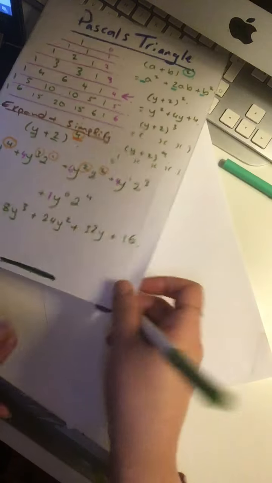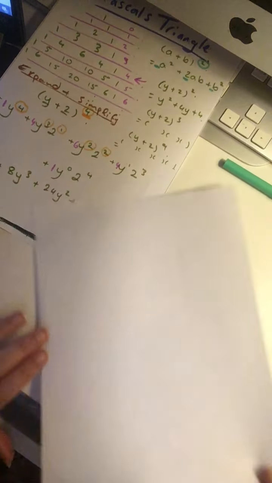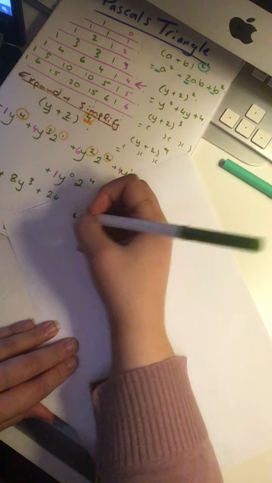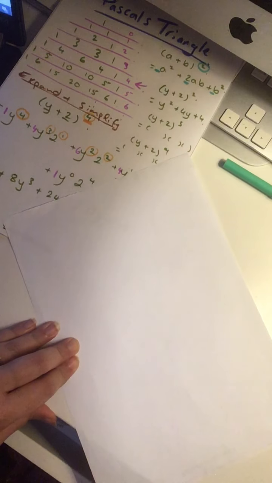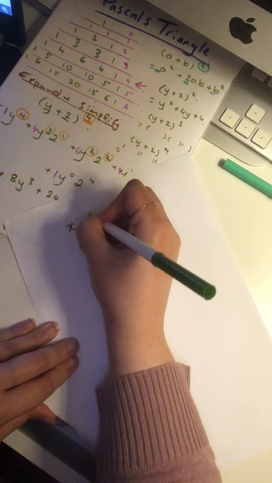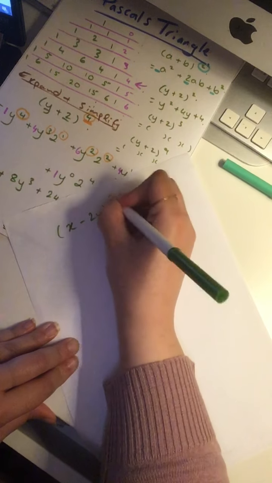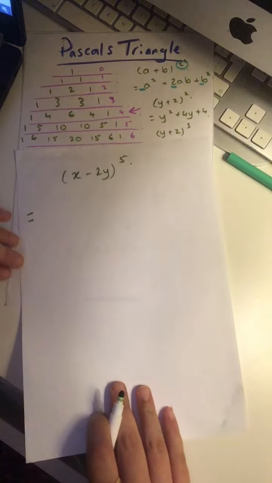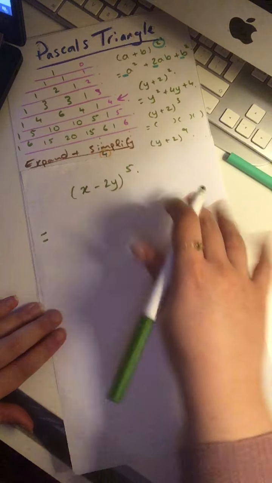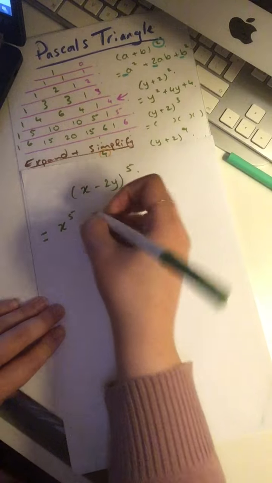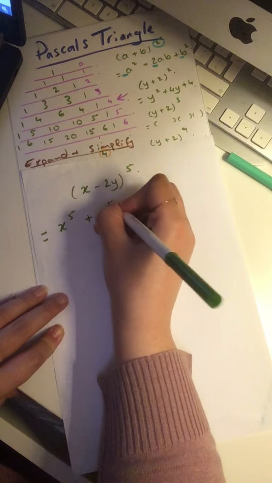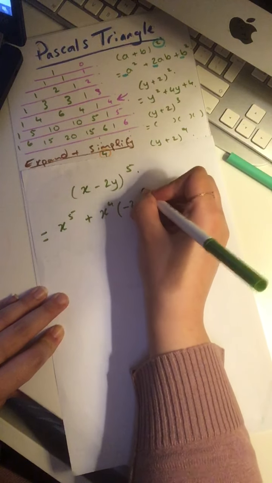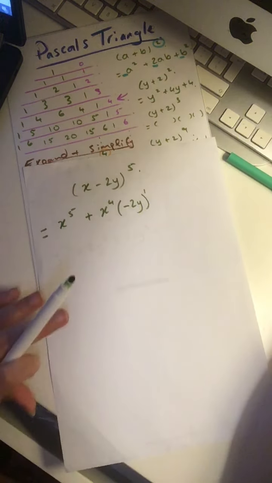Let's look at one with a negative. So say I have to expand and simplify x minus 2y to the power 5. I'll start by writing, so I'm expanding and simplifying. I'll start by writing x to the power 5 plus x to the power 4 times minus 2y to the power 1. So notice how this term has a negative.